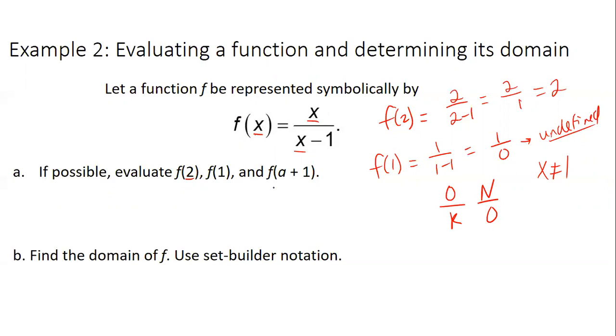Okay. So what this is saying, where x is, I'm replacing it with a plus 1. So when I do that, I have f of a plus 1 equals a plus 1 over a plus 1 minus 1. This gives me a plus 1 over a. You can also evaluate functions with additional variables. This is going to be important, especially if you plan on going into AP calculus.